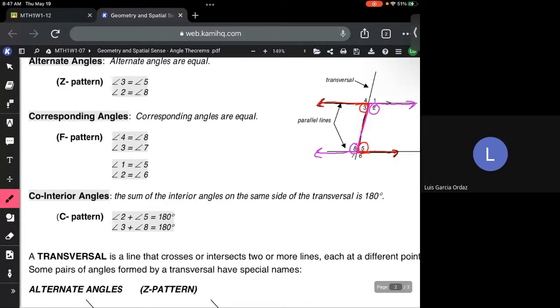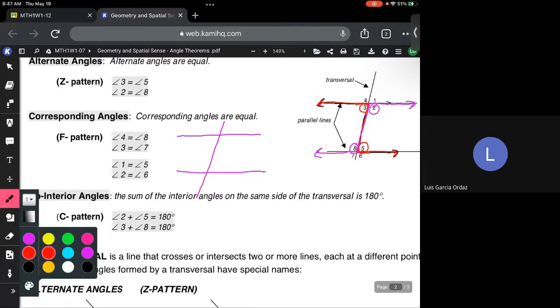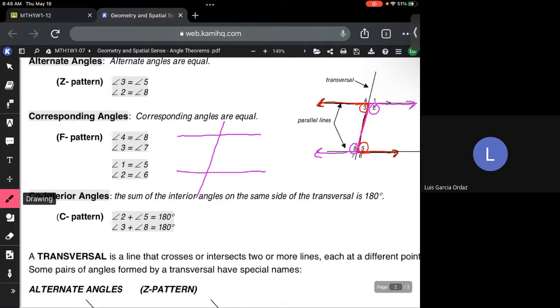Yep. And now we have something called the F pattern. So do you guys remember what the F pattern is? So if we have these lines over here, what do you think you're going to draw when you have an F pattern? An F. Letter F. So you can draw an F going this way. So this is an F right here, the red line.